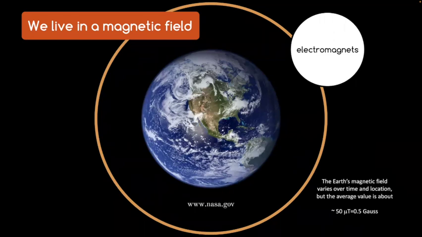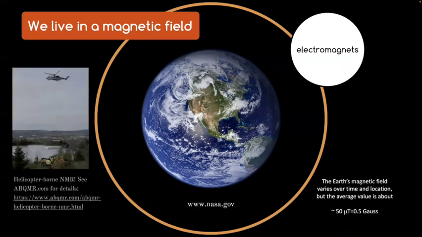Its field strength varies over time and location, but it averages around half a Gauss. This is enough to protect us from lots of solar particles and radiation that would eliminate life on Earth if it weren't there. It also allows us to navigate through compasses that point to the North Pole. There are some other interesting things that you can do with the Earth's magnetic field.